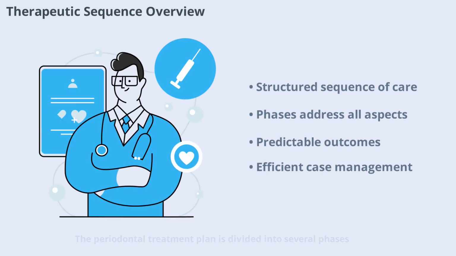The periodontal treatment plan is divided into several phases, each with specific goals and procedures. This systematic sequence ensures that every aspect of periodontal health is addressed, from emergency interventions to long-term maintenance. By following this structured approach, dental professionals can manage complex cases efficiently and provide patients with predictable results.